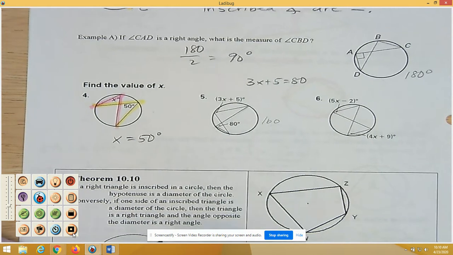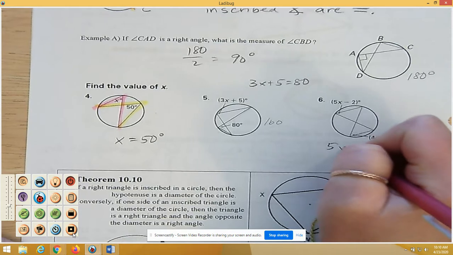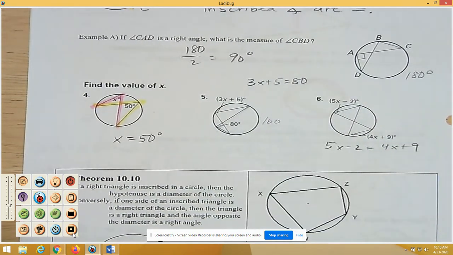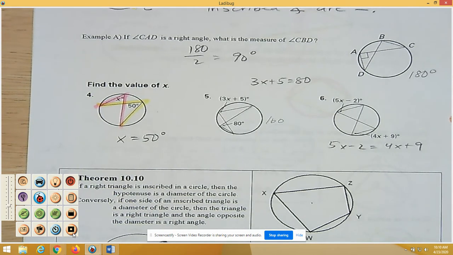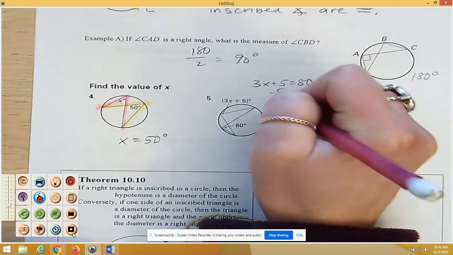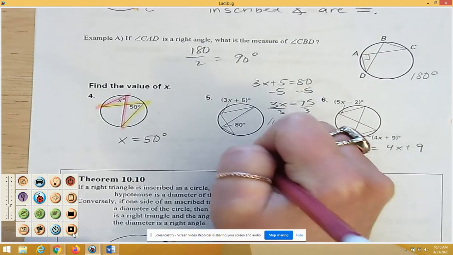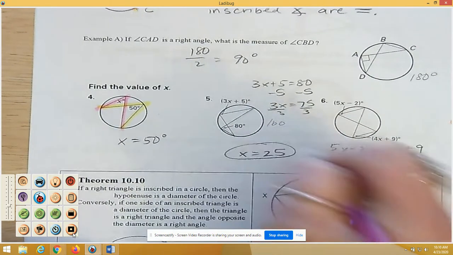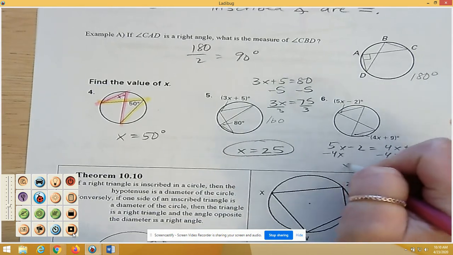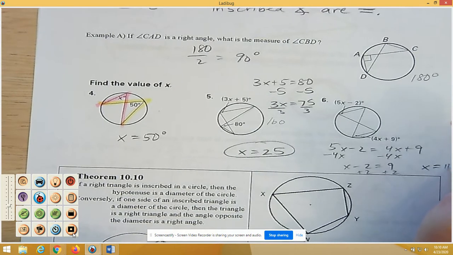And then here you would say the same thing, 5x minus 2 equals 4x plus 9. If you'd like to pause the video, you may, and just get these answers really quick. The math's pretty easy. So I get 3x equals 75, divide by 3, and I'm getting x is 25 for number 5. And then here I would subtract the 4x first. X minus 2 equals 9. I'm going to add 2, and I'm going to get x equals 11.